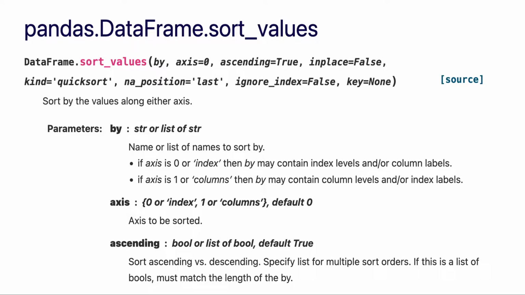Whenever you want to sort the values of a particular Pandas data frame, use the Pandas DataFrame sort_values method. The first parameter of the sort_values method is by, which can either be a string or a list of strings. The by parameter specifies the labels by which we want to sort. The by parameter is used in conjunction with the axis parameter.